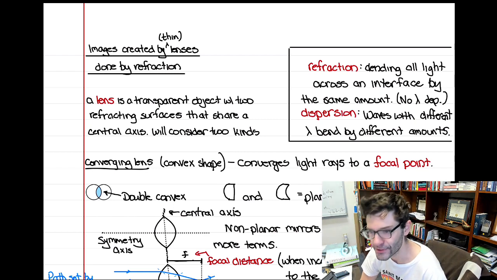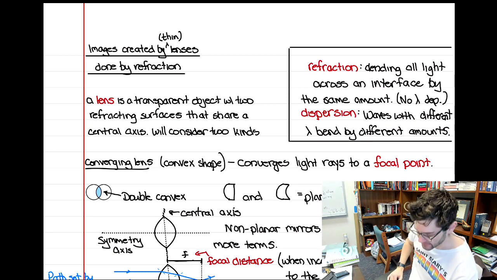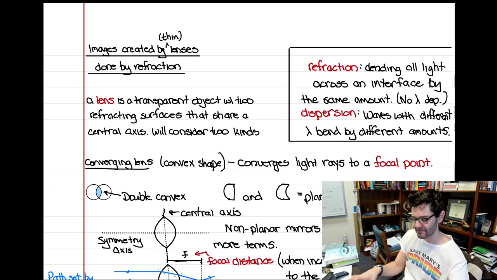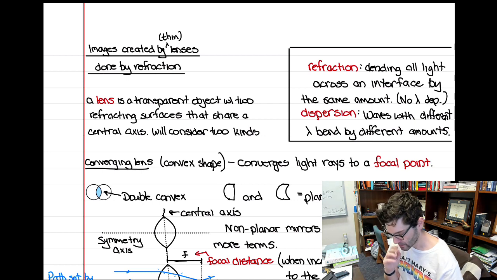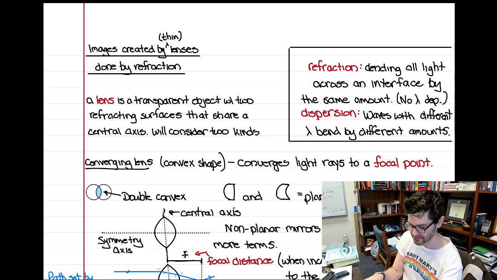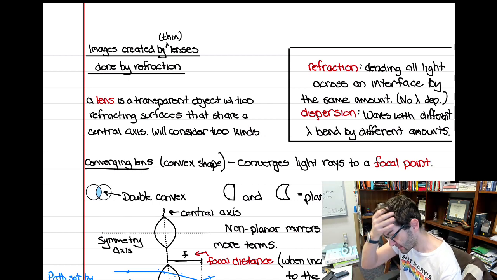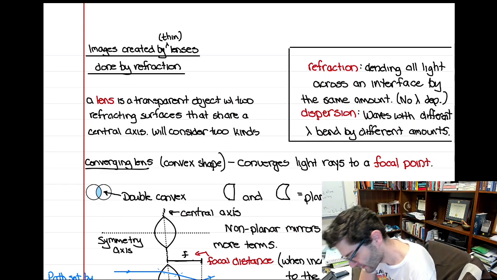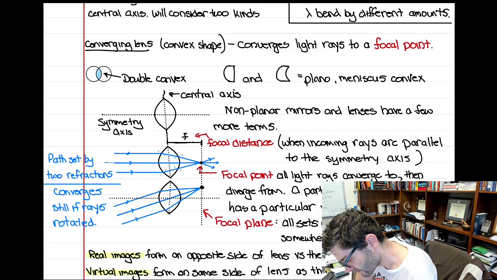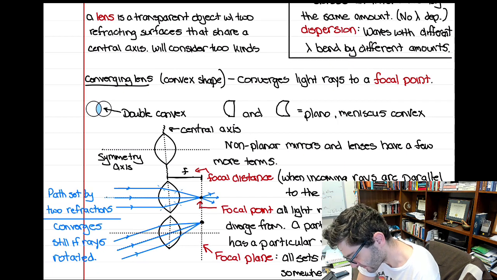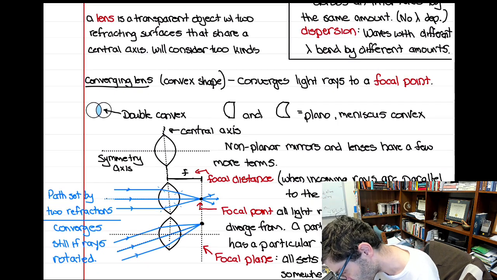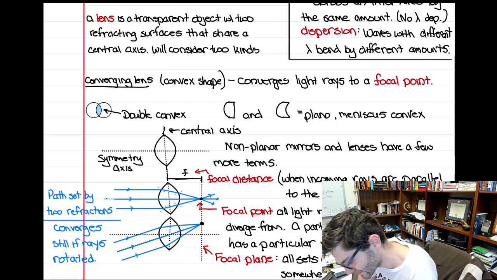What we're going to consider are two kinds of lenses. There are lots of different kinds, but they usually fall into camps of either converging or diverging. In particular, we're going to look at the double converging and double diverging types of lenses, and consider this only in the context of refraction. The lenses can have dispersive effects.